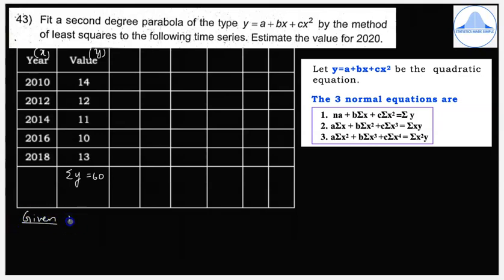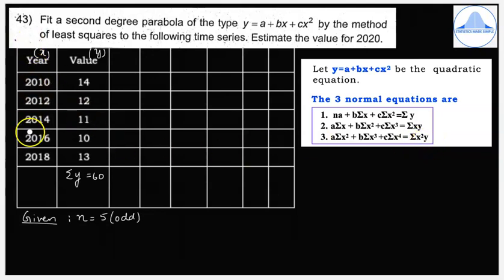You write given n is equal to the number of years, that is 5. It is an odd number. Then let us write, let y equal to a plus bx plus cx square be the quadratic equation, or you can also write the second degree equation or the parabolic equation. Then you write the three normal equations are, first one na plus b summation x plus c summation x square is equal to summation y. Second, a summation x plus b summation x square plus c summation x cubed is equal to summation xy. And third is a summation x square plus b summation x cubed plus c summation x to the power 4 is equal to summation x square y.